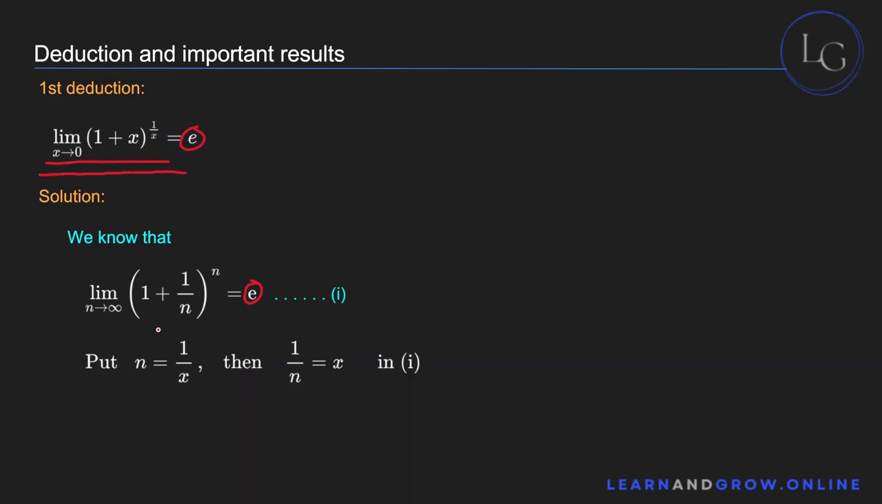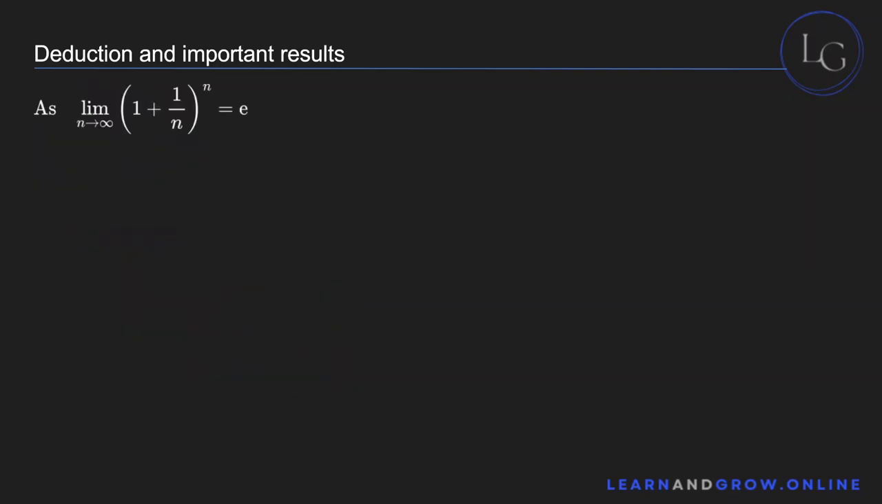We substitute. We can substitute n with 1 by x, okay? So x is equal to 1 by n, right? Now substitute this and this in this. But here's the thing. Since now you're writing n in terms of x, you'll also have to change the limit, right? So the limit must be in terms of x as well. So when n approaches infinity, x approaches 0, right? Because 1 over infinity is 0.